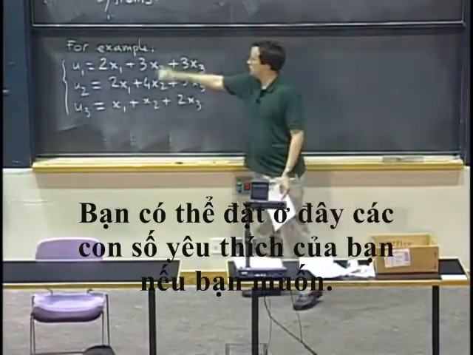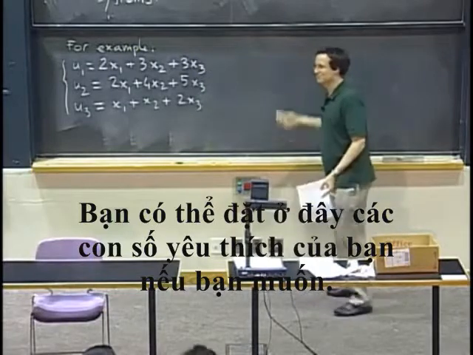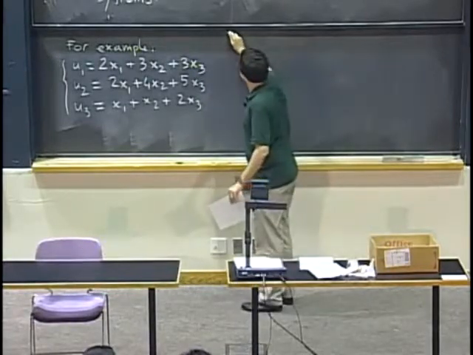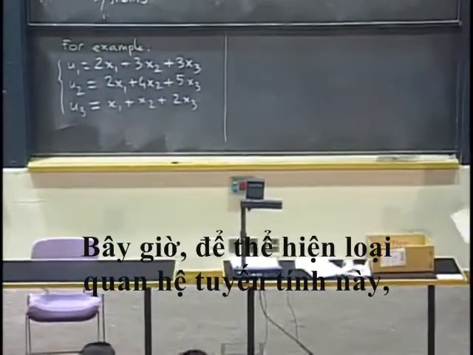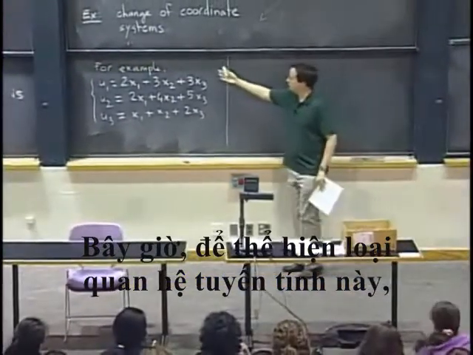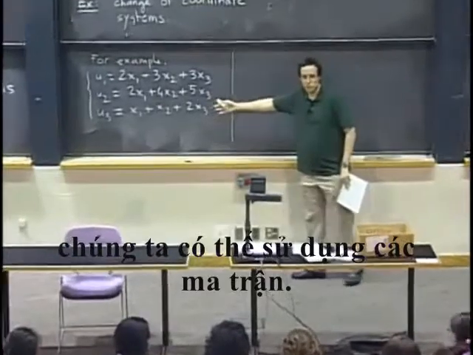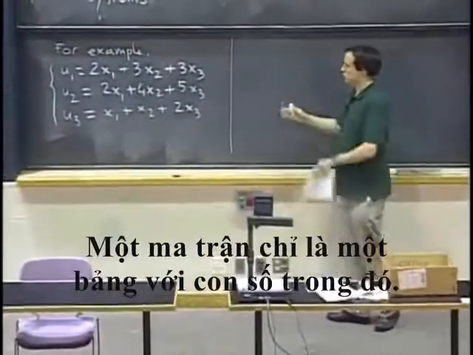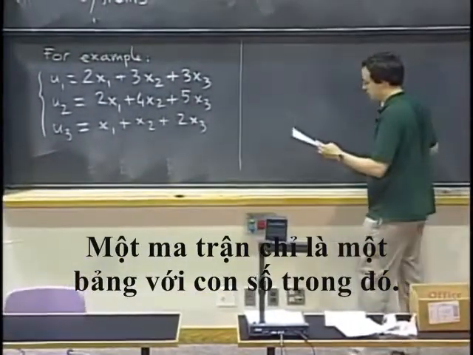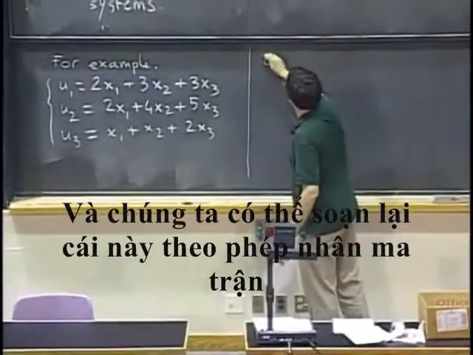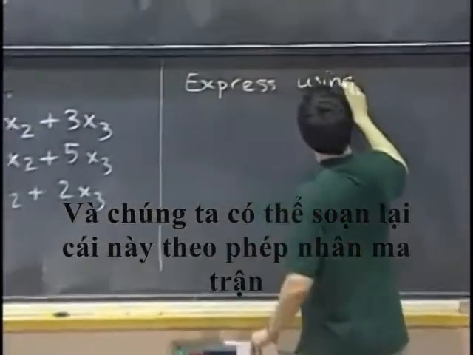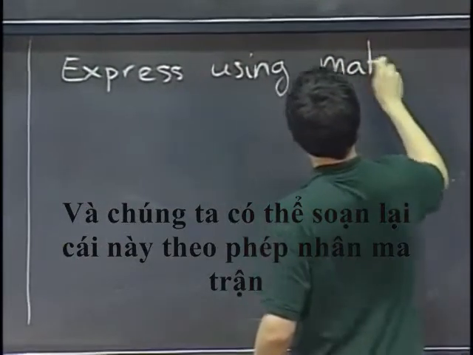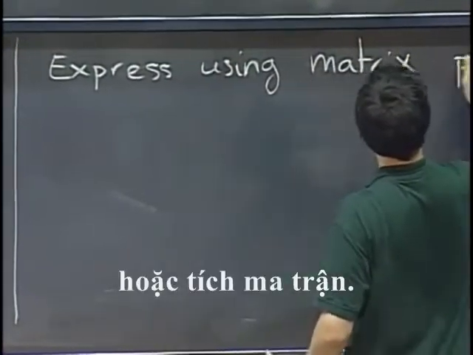So put here your favorite numbers if you want. Now, in order to express this kind of linear relation, we can use matrices. A matrix is just a table with numbers in it. And so we can reformulate this in terms of matrix multiplication or matrix product.